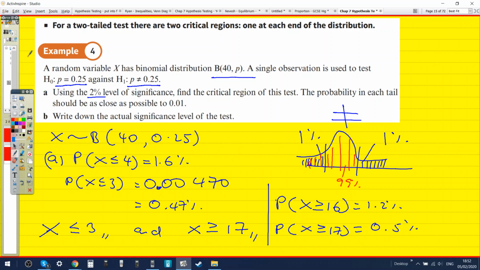I don't understand what you just said. So there is less than a 1% chance that x is less than or equal to 3, and less than a 1% chance that x is greater than or equal to 17. If this was the number of times the coin lands on heads out of 40 throws, it would have to be 3 or fewer to accept H1, or 17 or more to accept H1. If they said it lands on heads twice, you'd say that's H1. If they said 21 times, you'd say that's H1. If they said 15 times, you'd say no, that's H0.